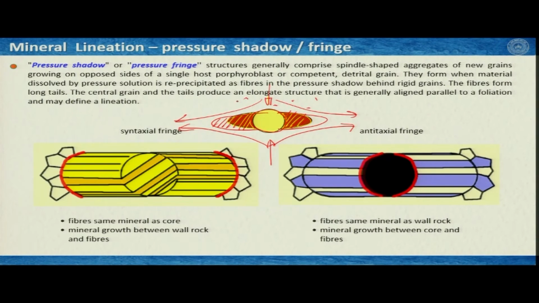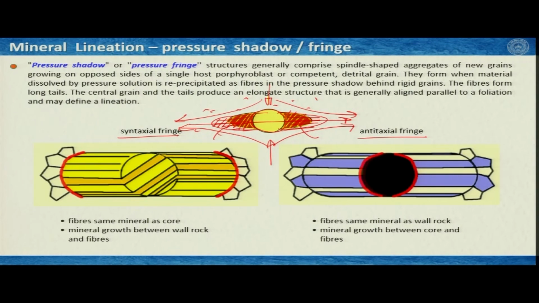So, the fluids from all over the places can come and deposit here, and then later these fluids can help to precipitate some crystals, and these crystals can be oriented along these pressure shadow directions. So, if we have multiple of these, then you define a lineation which is known as pressure shadow mineral lineation or fringes. We will not go into the detail of the mechanisms of this, but there are two types of pressure shadow or fringes. One is syntaxial fringe and another is antitaxial fringe.